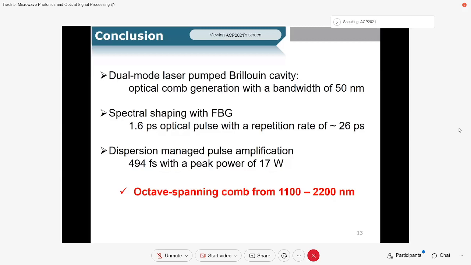Furthermore, a dispersion managed pulse amplification is adopted to compress the pulse to 494 femtoseconds with a peak power of 70 watts. Such a high-energy pulse train is beneficial for wideband comb generation by the nonlinear effect. As a result, an octave spanning comb with a spectral range of 1,100 nanometers is generated successfully.